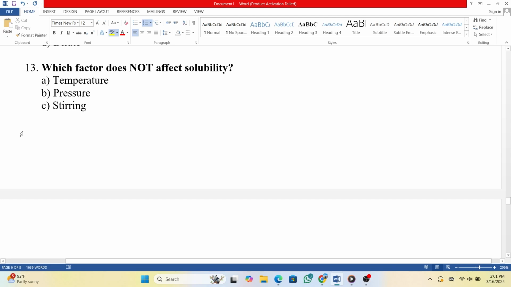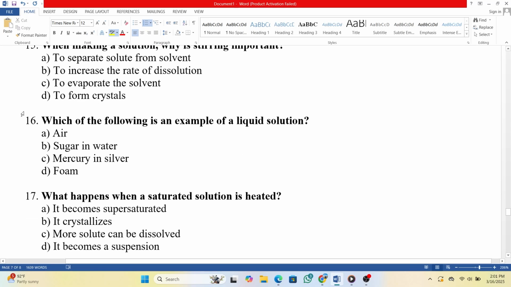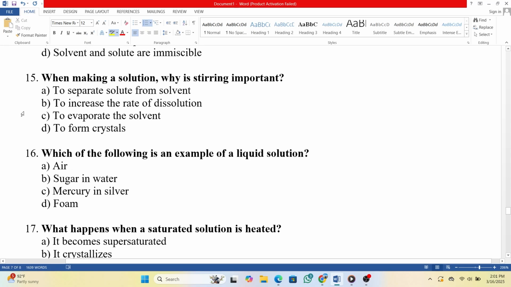Answer, D. 14. Which of the following best describes a homogeneous solution? A. The solute is not fully dissolved. B. Components are evenly mixed. C. It contains visible particles. D. Solvent and solute are immiscible. Answer, B. 15. When making a solution, why is stirring important?